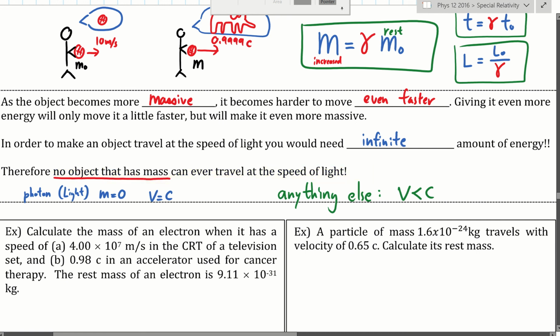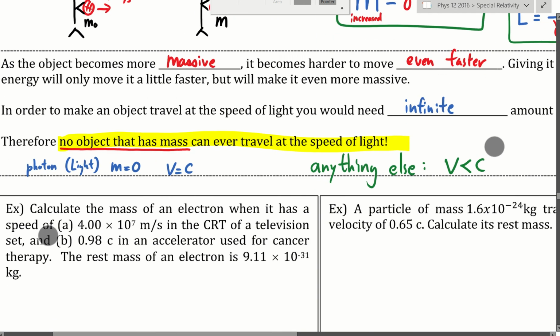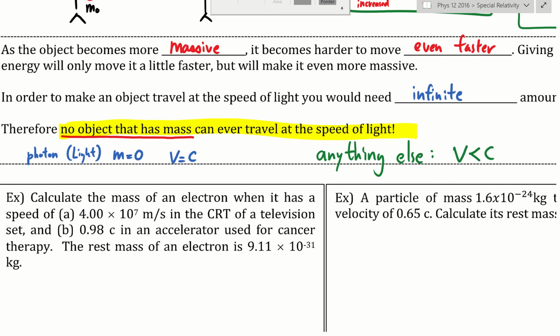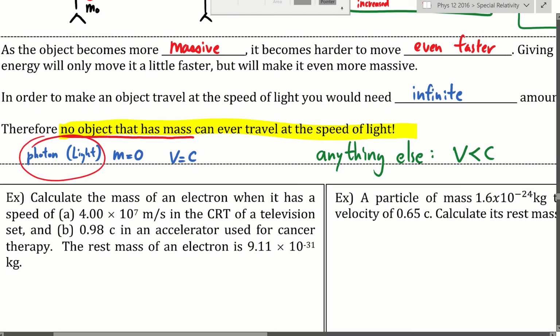That's the rule. If you have mass, any mass at all, even if you're an electron that has like 0.00-something gram of mass, you still cannot travel at the speed of light. There's only one object that could: the photon. The photon is the only massless particle, and it must travel at the speed of light. Anything else, its speed must be slower than the speed of light.